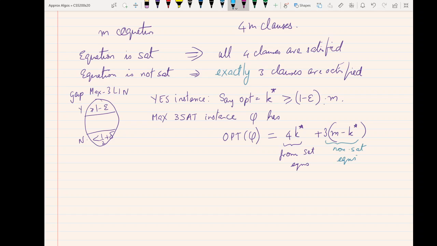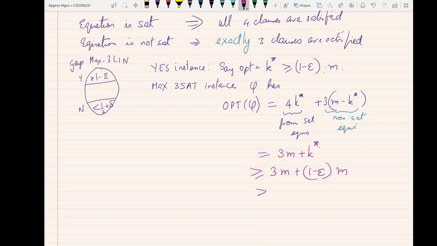Okay. So now what does this give us? This implies that opt of phi is greater than or equal to 4 times, well, k star is at most 1 minus epsilon m. Well, let me rewrite this first. This is equal to 3m plus k star, which is greater than or equal to 3m plus 1 minus epsilon m, which is equal to 4 minus epsilon times m. Okay, so opt of phi is greater than or equal to 4 minus epsilon.